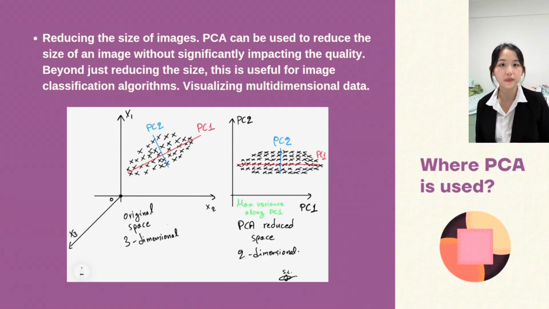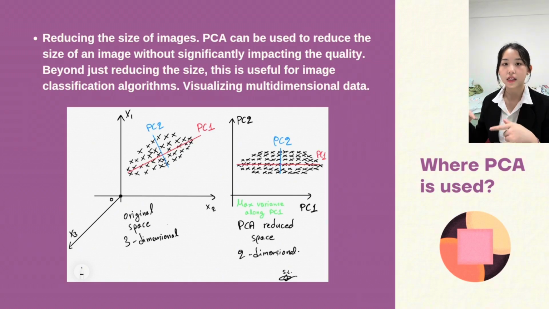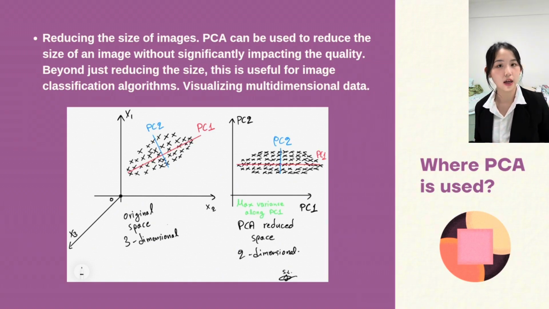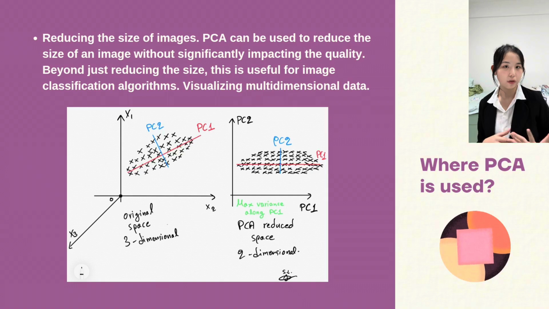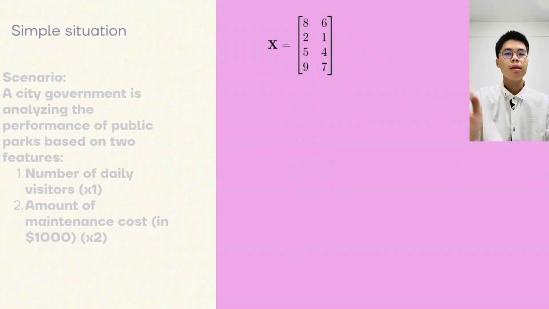Meanwhile, the right side is the reduced space, or the 2D one, and the new axes are now PC1 and PC2, which are derived from the original data, and the original axes x1, x2, and x3 are no longer used. The data points are now projected onto this 2D space defined by PC1 and PC2.